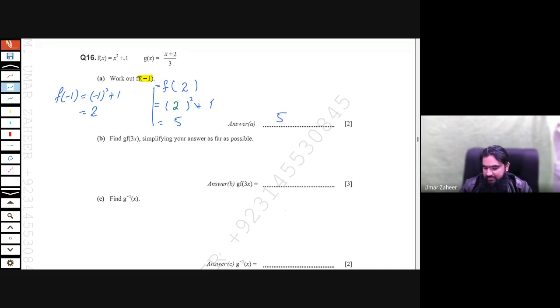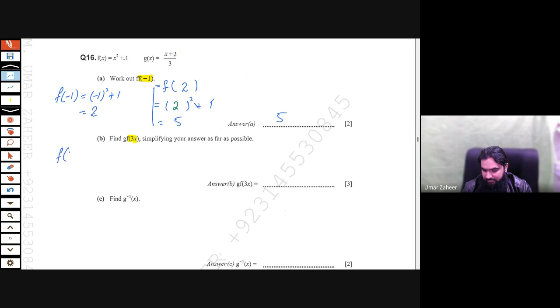Now look at here in the next one. He says g of f of 3x. So first of all, we need to find f of 3x because we don't have the value. We have the value of f of x, but we don't have the value of f of 3x. So that's why we need to find the value first.